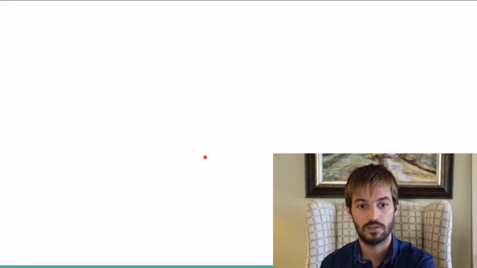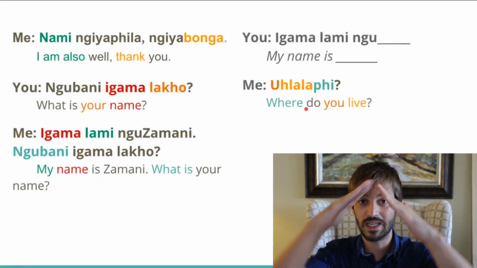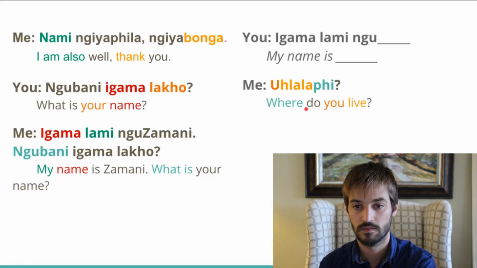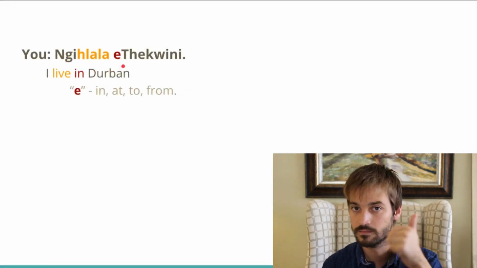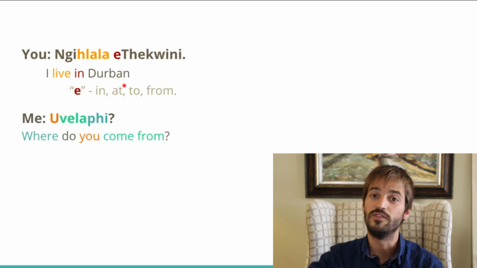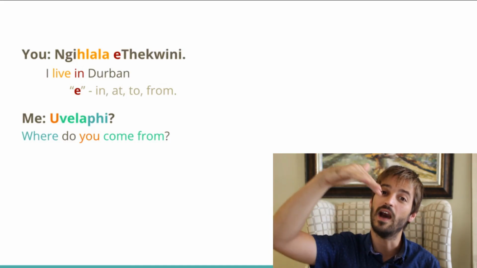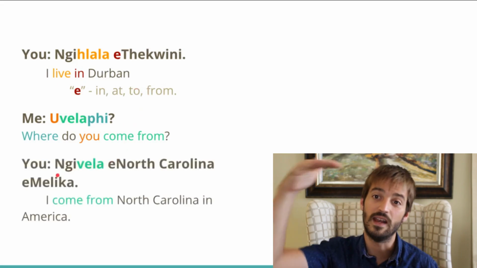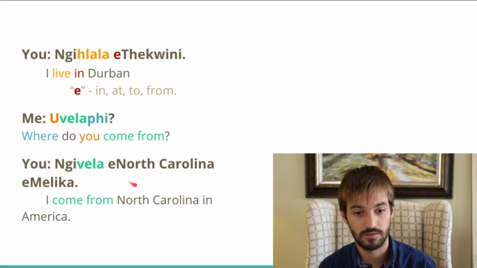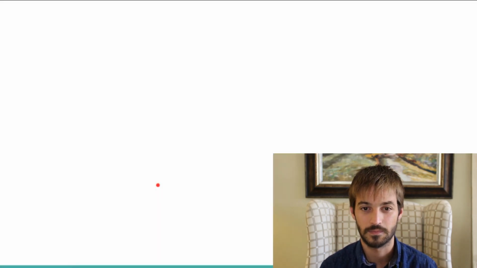Now, let's go through that again quickly. So from the live part, I'll ask you, uhlalaphi, where do you live? And you can respond, ngihlala e. Uvelaphi, okay, my sign for vela, to come from. Uvelaphi, where do you come from? You can respond, ngivela e. The E is the from; we're in, at, to, from, all E in Zulu, very useful. Cool, wherever you come from.